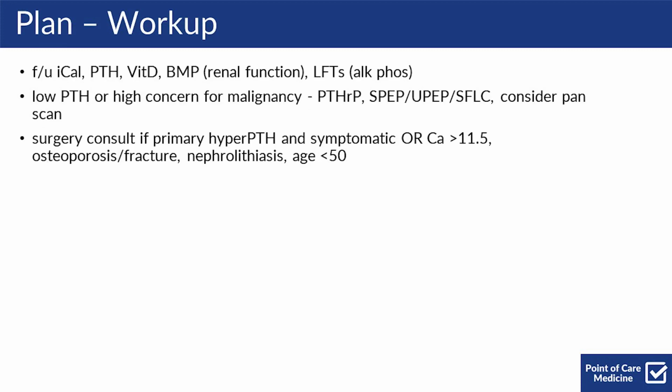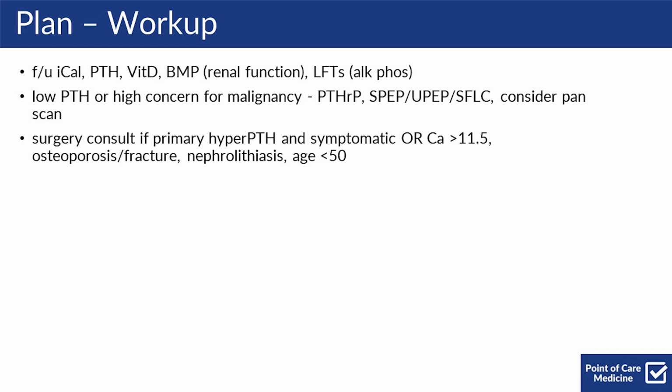Once you've made your assessment and think you have an idea of what's going on, in terms of the plan, initially you can just talk about what the major workup is, which includes getting an iCal, a PTH, a vitamin D, a BMP to look for renal function, and your LFTs to look for your albumin and your alk phos. Again, if you have a low PTH or you're very highly concerned that there's a malignancy, you send the PTH-RP, an SPEP and a UPEP and serum free light chains to be looking for a plasma cell dyscrasia like multiple myeloma. And you can consider, if you're really, really suspicious for a cancer, to look for either a solid tumor or lytic lesions by doing a pan scan.